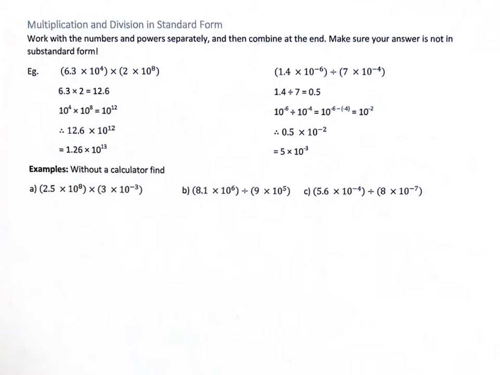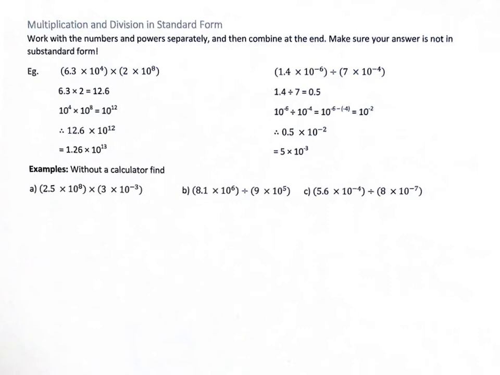Similarly, when dividing, we do the numbers first of all. So 1.4 divided by 7 is a half, or 0.5. 10 to the minus 6 divided by 10 to the minus 4. Our rule for dividing is we take away, so it's minus 6 take away minus 4. Two minuses make a plus, so it's minus 6 plus 4, which is minus 2. So it's 0.5 times 10 to the minus 2, but again, this is substandard form because 0.5 is less than 1. That would turn into 5 times 10 to the minus 1, which combines with the minus 2 to get 10 to the minus 3.